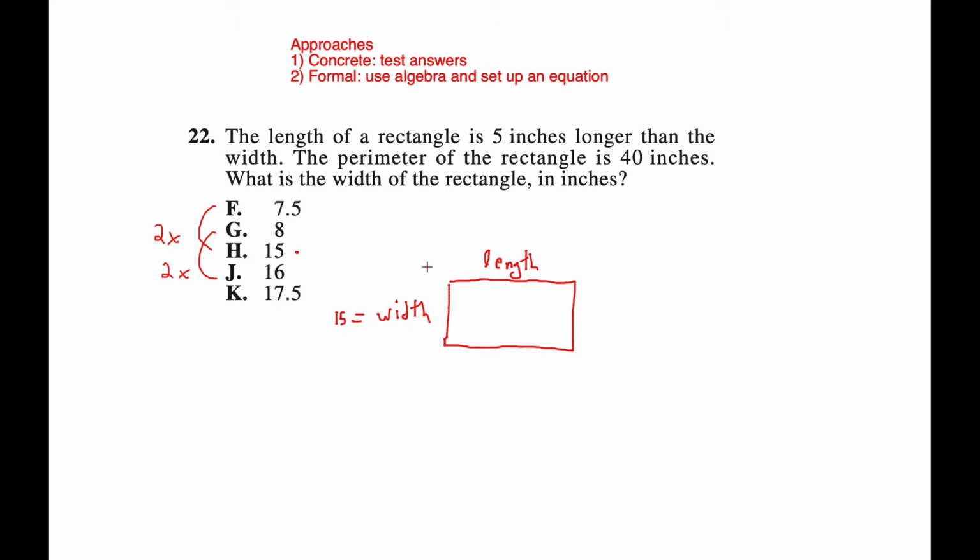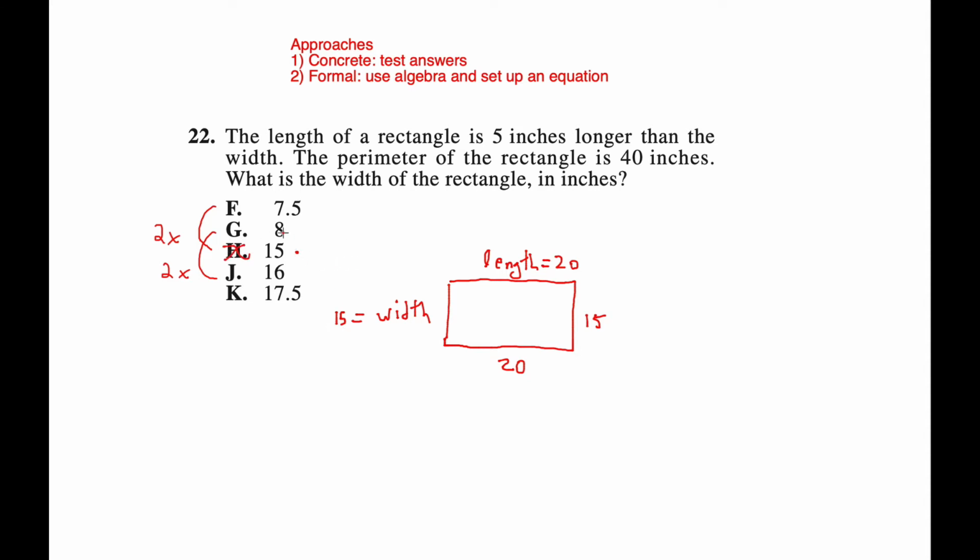And if that is the width, then we're also going to have this side be 15. Now we're told that the length is 5 inches longer than the width, so the length will be 20 in this situation, and this will also be 20. And now to continue to check this, we're going to want to find the perimeter, because we're told that the perimeter is 40 inches. So if we try to add these up, we can already see here that the perimeter is going to be more than 40 inches, because just adding these lengths together, we're going to get 40. In fact, it'll be 40 plus 15 plus 15, which is 60. So this is going to be too big as an answer.